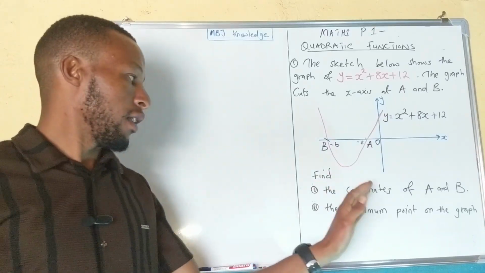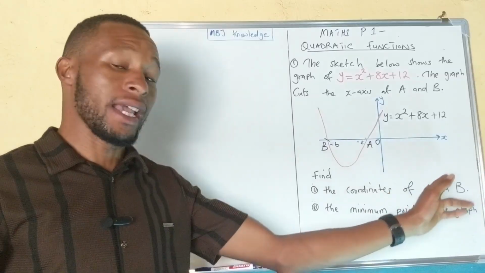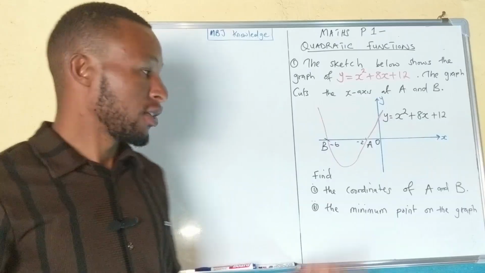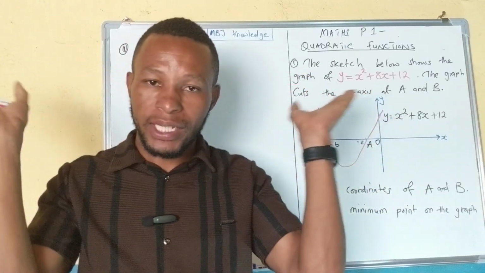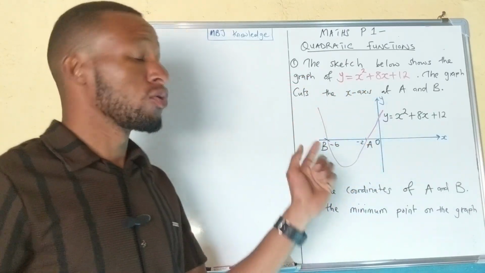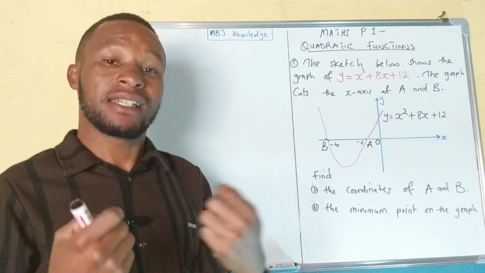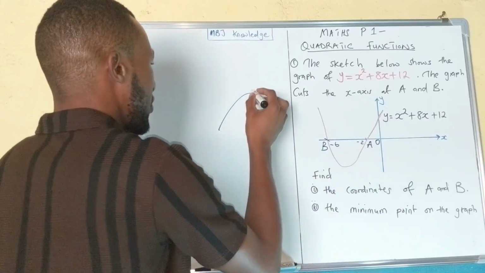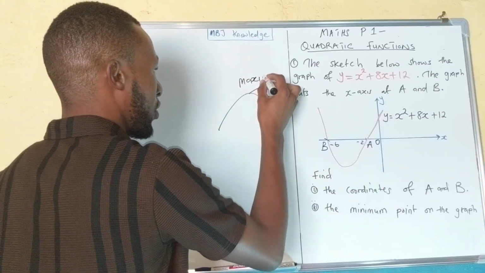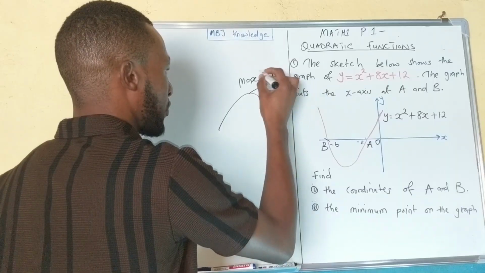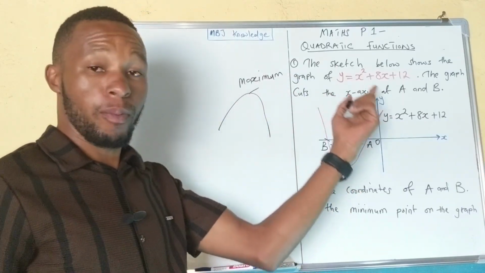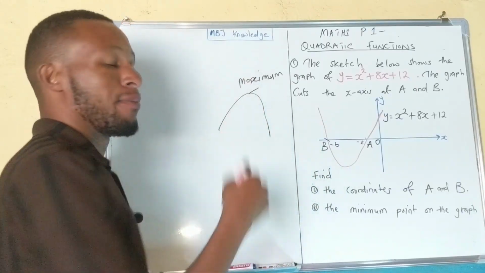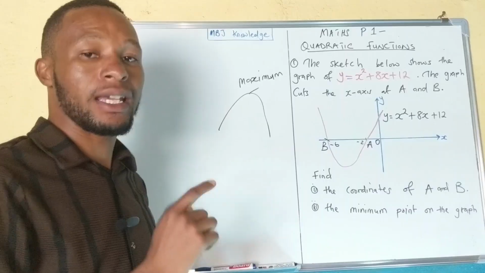Having found the intercepts for x, that is the coordinates for A and B, the last question is saying find the minimum point on the graph. So now, because this parabola is opening upwards, they'll ask you to find the minimum point. But it is the same even if it was facing downwards. The only language they will use now, this value, they will call it the maximum. When it is opening upwards, this is a minimum value. Then if it is opening downwards, this is the maximum value. But the procedure is the same.